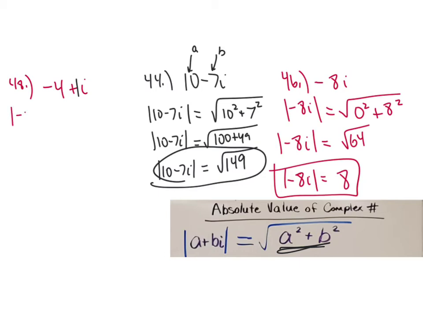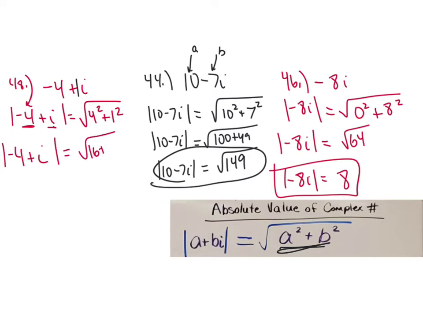So we have the absolute value of negative 4 plus i. Remember, negative 4 is your a, and b is actually the 1 in front of the i. So I have the square root of 4 squared plus 1 squared, which is 16 plus 1. The absolute value of negative 4 plus i equals the square root of 17. So that's it.